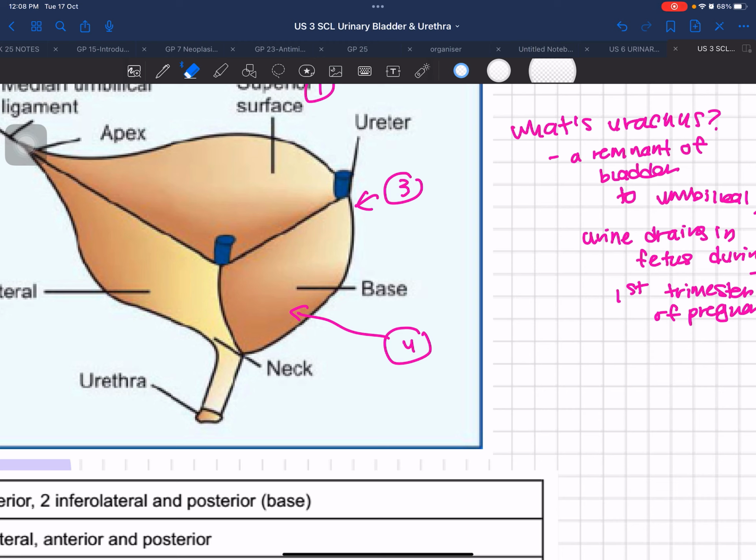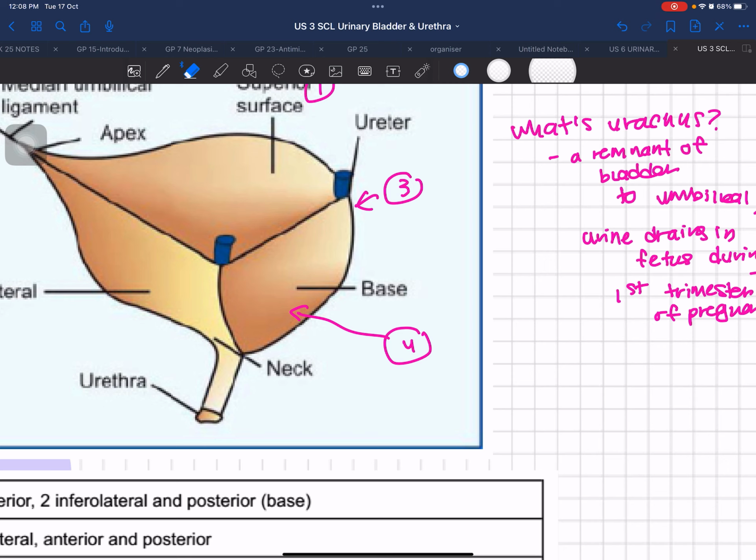Okay, so this is the urachal cyst, and here is the urachal. Okay, next. Now I'm going to talk about anterior and posterior relation of the urinary bladder. Let's talk about anterior first. The blue writing is the anterior part. Now the anterior part of the urinary bladder is the retropubic space.